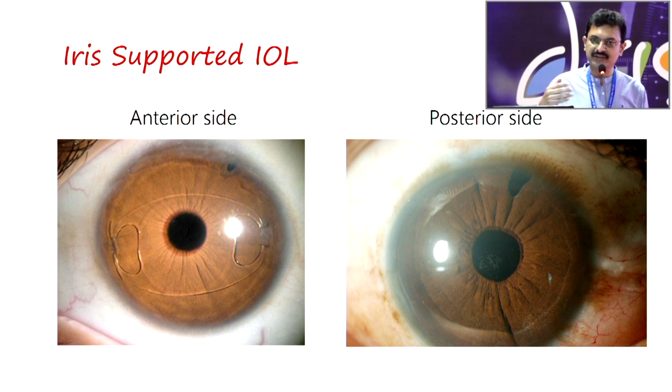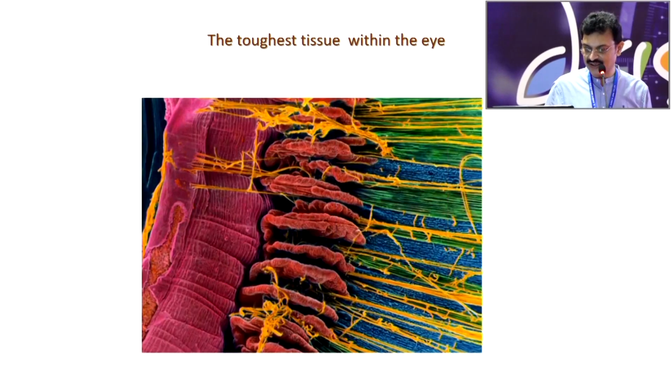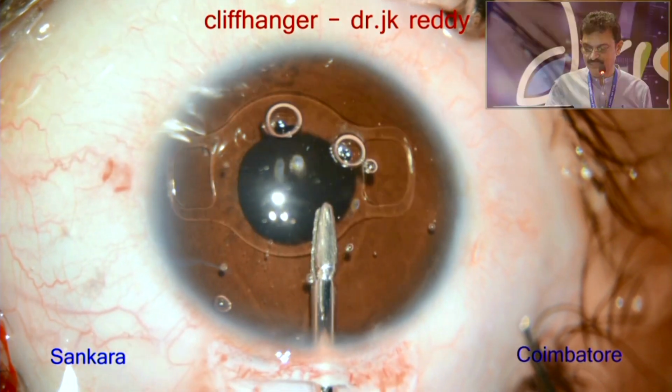On the anterior side, again, there is a risk of lens endothelial cell loss. So we are doing the posterior side implantation. They look basically nice because the iris is a very tough tissue. It's the last tissue to undergo degradation after death. So this is a very simple technique.